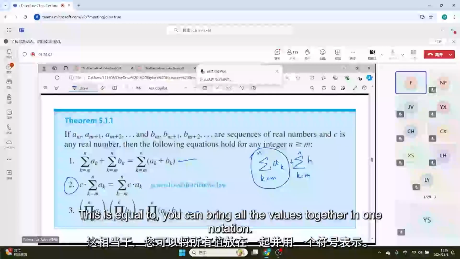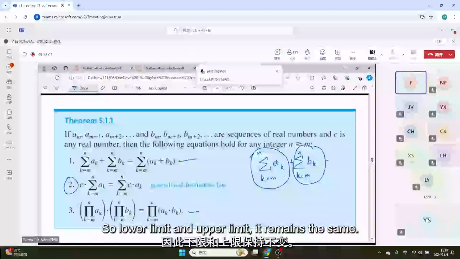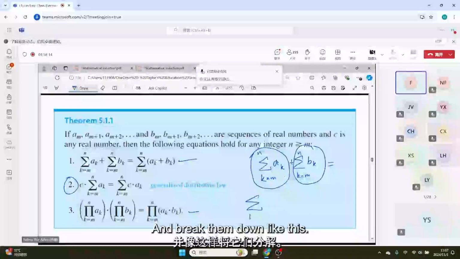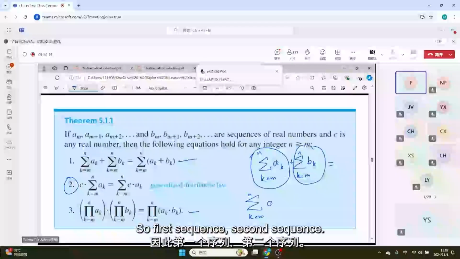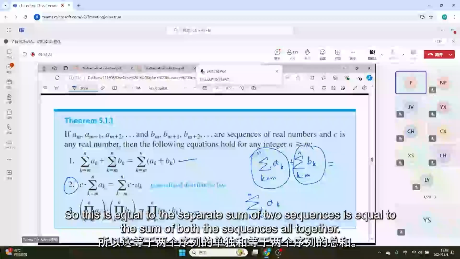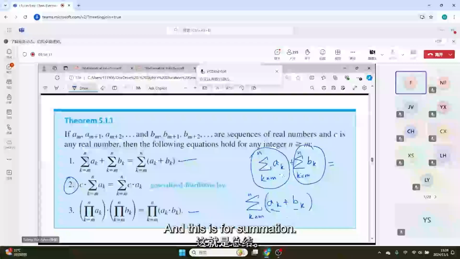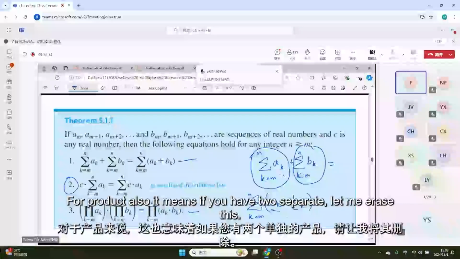So this is the summation notation for first sequence, and this is the summation notation for second sequence. Okay, this is equal to, you can bring all the values together in one notation. So lower limit and upper limit remain the same, and break them down as this. So first sequence, second sequence. Okay, so the separate sum of two sequences is equal to the sum of both the sequences all together. This is first property, and this is for summation.